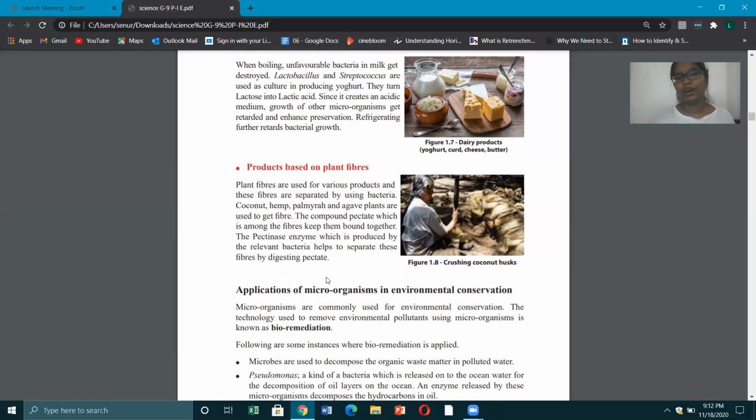Okay, you do it, you boil water to destroy the unfavorable bacteria.